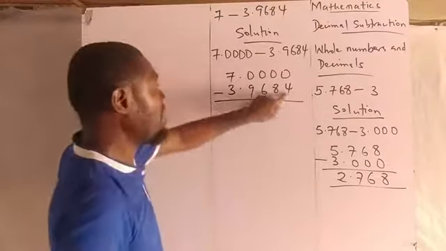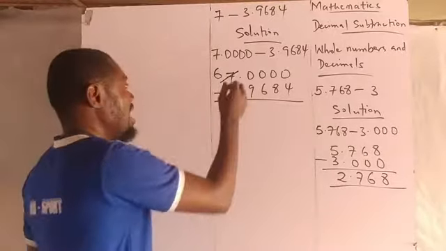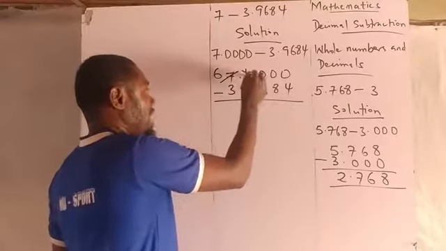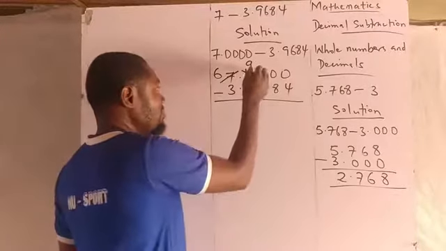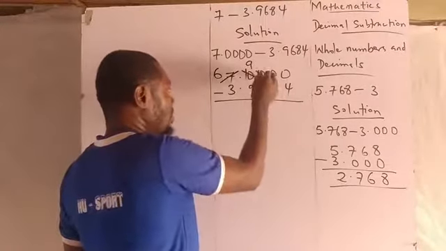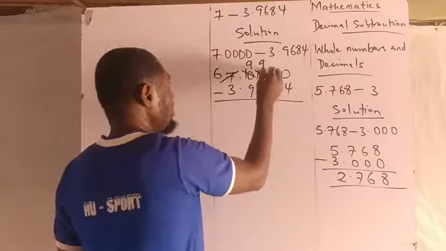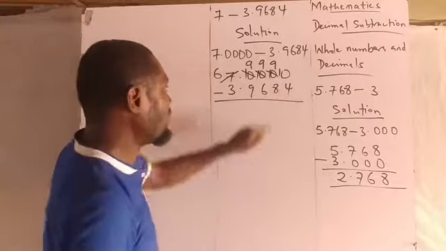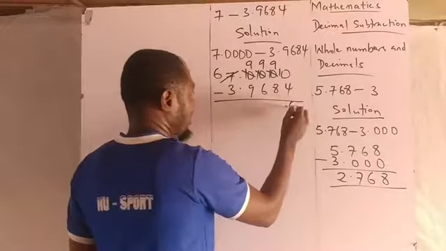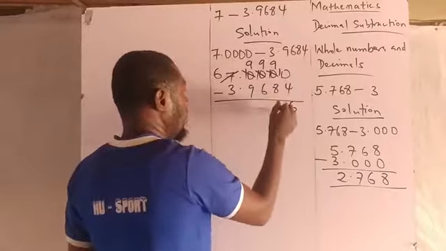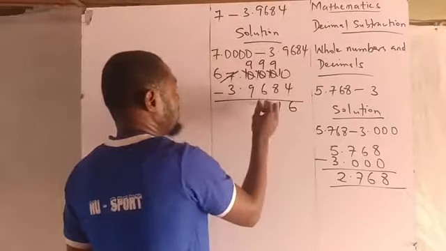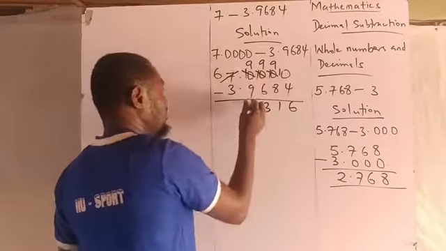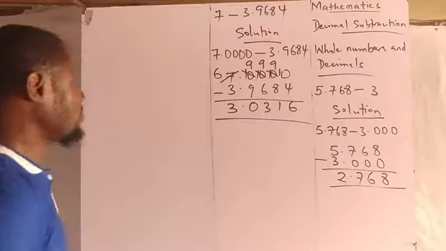What will be left will be 6. But remember, the one you borrowed is 10. Add it here, you have your 10. Borrow from 10, you have 9 left. Add it here, you have your 10. Borrow, you have 9 left, and here becomes 10. Now, 10 take away 4 is 6. 9 take away 8 is 1. 9 take away 6 is 3. 9 take away 9 is 0. Put your point. Then 6 take away 3, your answer is 3. So here is our answer.